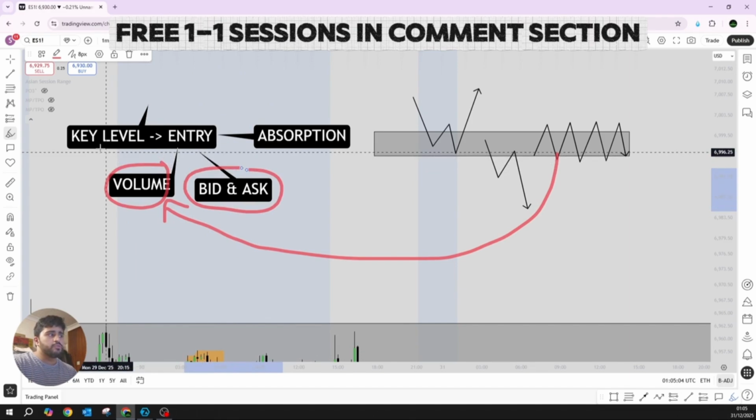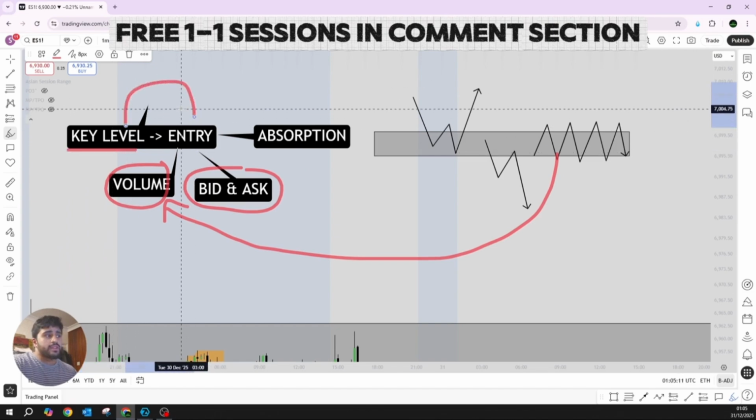We're going to be heavily focusing on volume as well as the bid and the ask. Most people have some way of finding key levels, although we need to understand how to find key levels. Where most people go wrong is the entry.